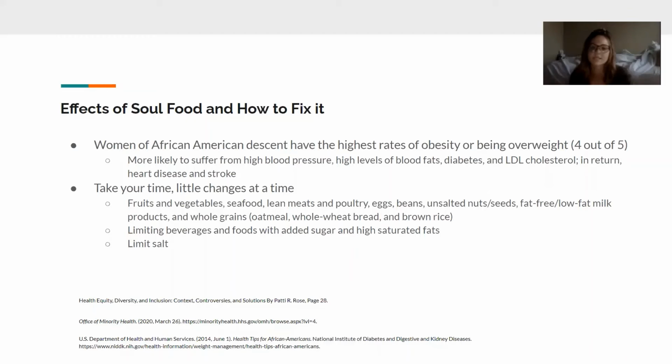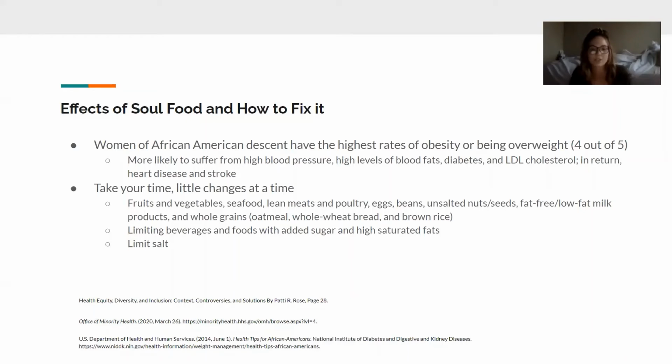One way to go about this is really to take your time. Don't try to do everything all at the same time, just make little changes at a time. I think this is a problem that we should address, knowing where soul food stems from. It's not only a way of eating, but it's a way of life, a way of remembering.